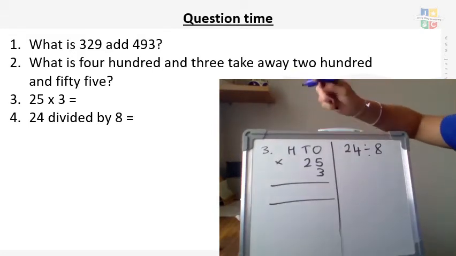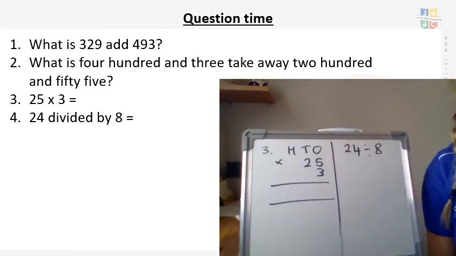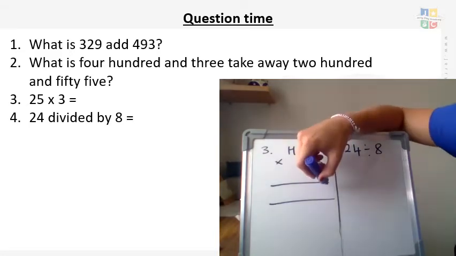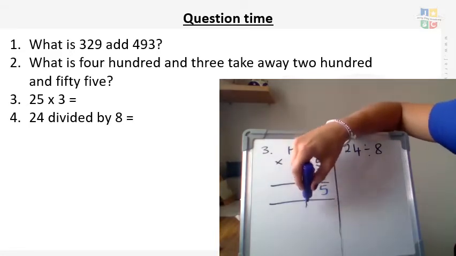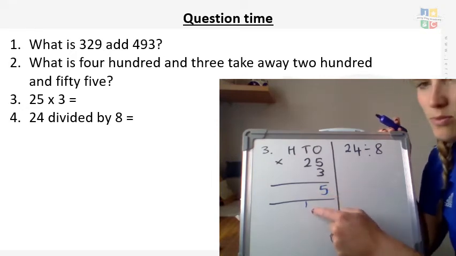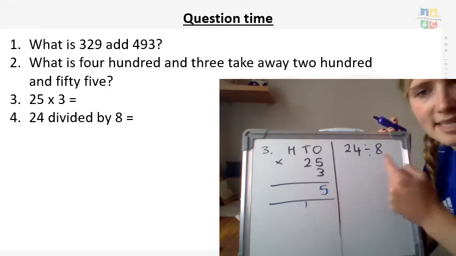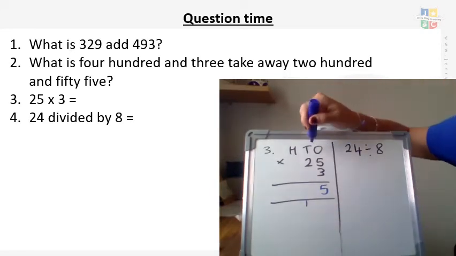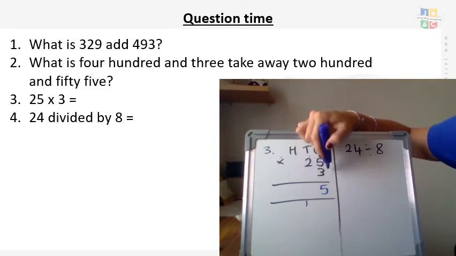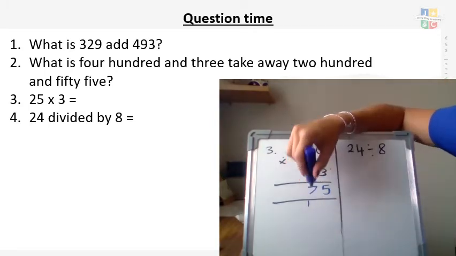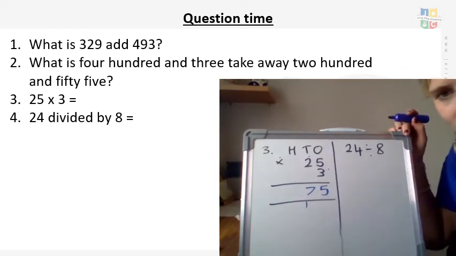Let's have a look at number 3. So you should have set it up using column method as well. So we're doing 5 times 3, which is 15, but remember we can't write 15 in one column, so I have to put the 5 in my ones column and exchange 10 ones for 1 ten, so that you can still see it says 15, but your 1 is underneath the equals bracket. Then in your tens column, you're doing 2 times 3, which is 6, but don't forget to add your 1, which is 7, so your answer should be 75.